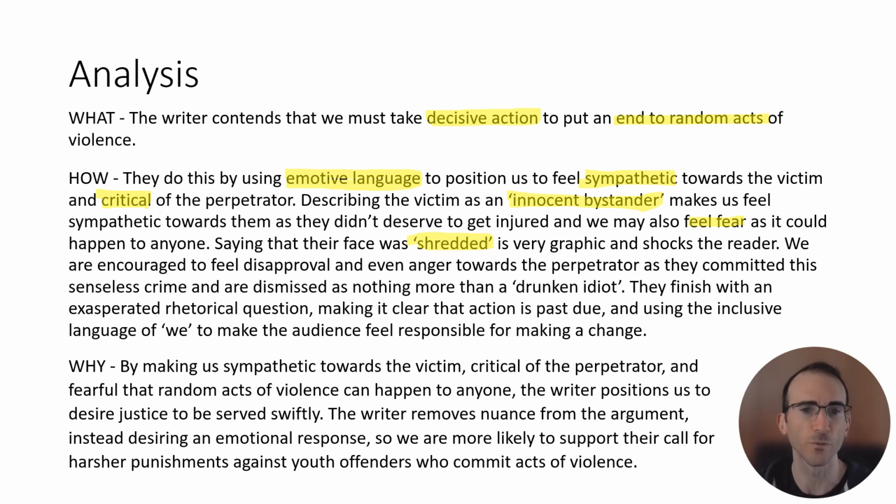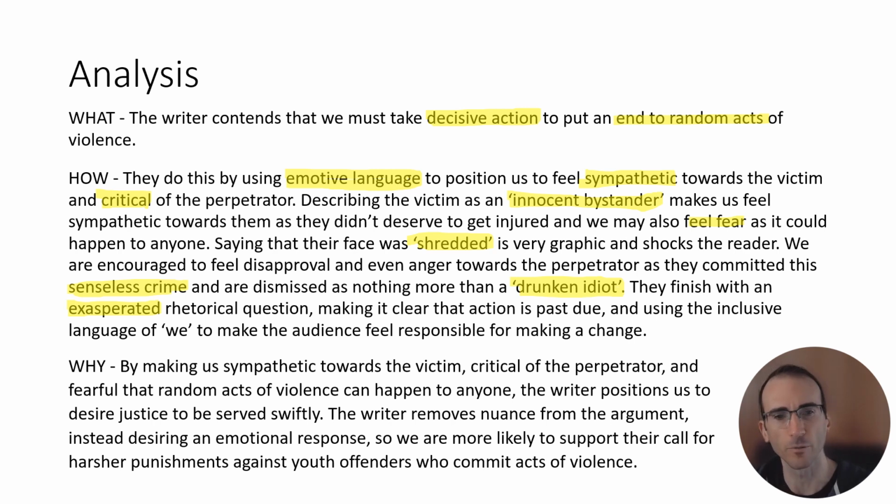We're encouraged to feel disapproval and even anger towards the perpetrator, as they committed this senseless crime, right? It was against an innocent bystander, so it was unprovoked, a senseless crime, and they're dismissed as nothing more than a drunken idiot. They finish with an exasperated rhetorical question. I've used that word exasperated to give a sense of the tone, the style of writing. They seem exasperated, they're fed up.